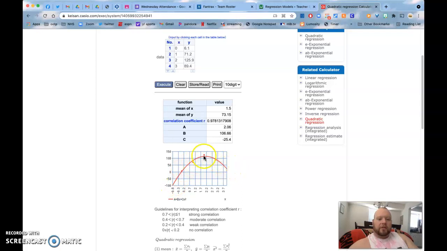The way you can tell it fits well is because the correlation coefficient, the R value, is 0.978. If you squared that, you would get the R squared value, which tells you how good of a model it is. But it also tells you down here, guidelines for interpreting the correlation coefficient. If the R value is between 0.7 and 1, it means it's a really strong correlation. So conceptually, that just means that if the R value is between 0.7 and 1, it's a good model.